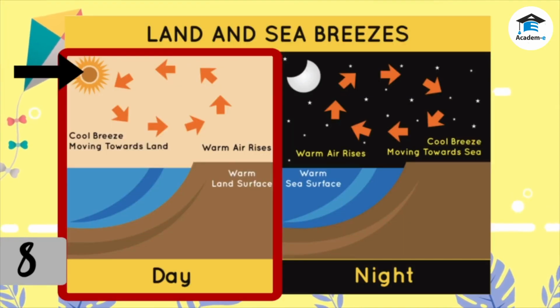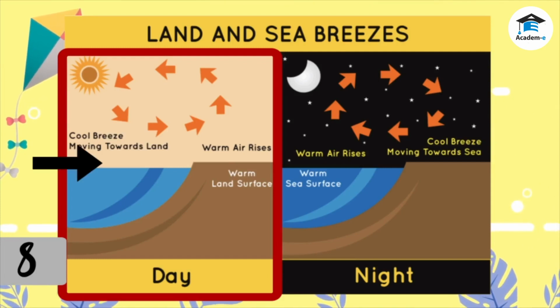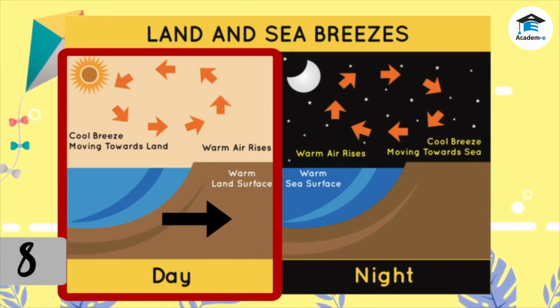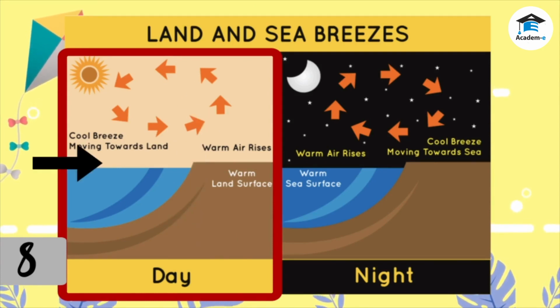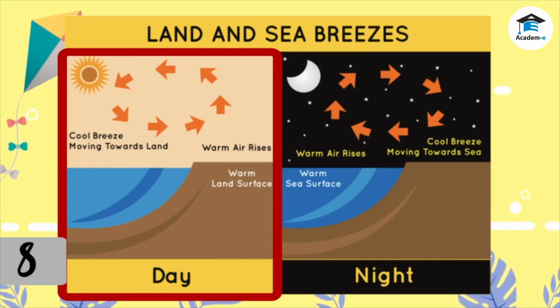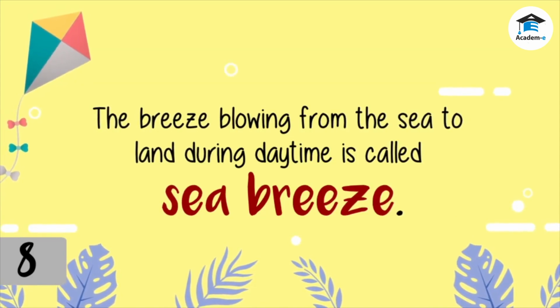When the sun shines, the land part of the Earth gets easily hot. On a hot day, the cold air from the sea blows toward the land. This is because the land heats faster than the sea. The warm air over the land rises, and the cooler air from the sea blows toward the land to replace the warm air. The breeze blowing from the sea to land during daytime is called sea breeze.